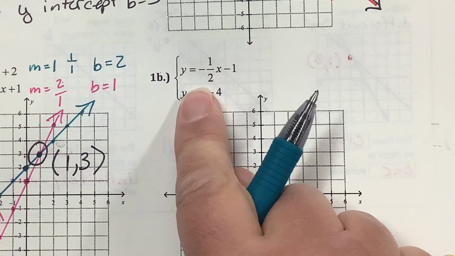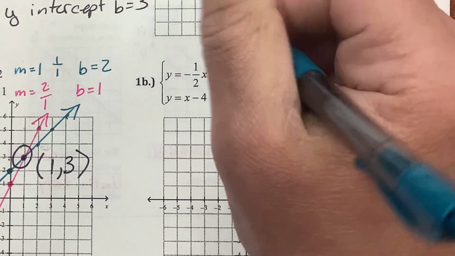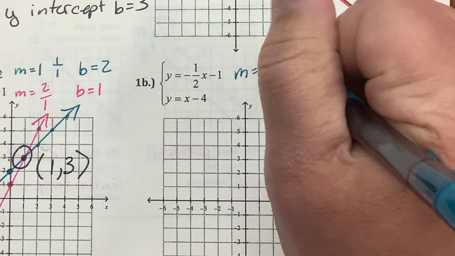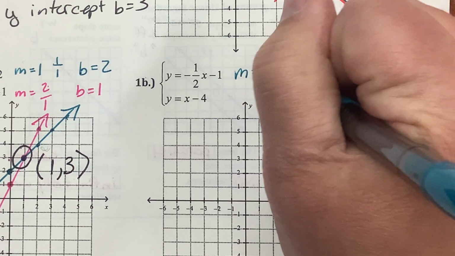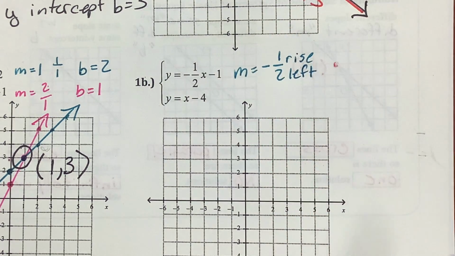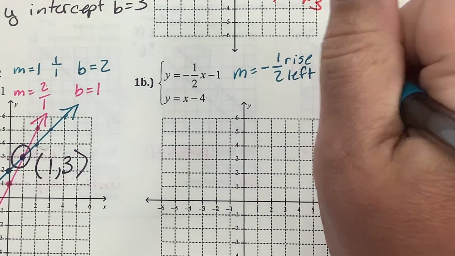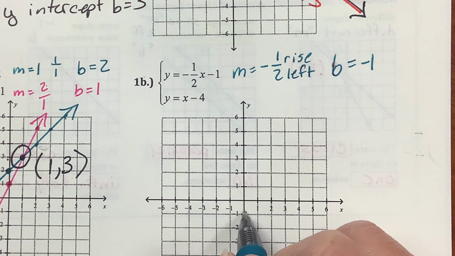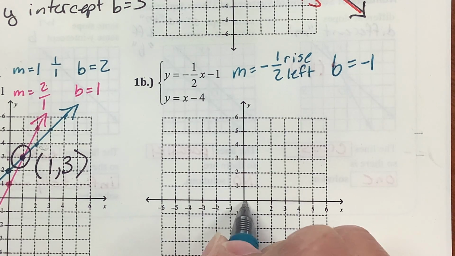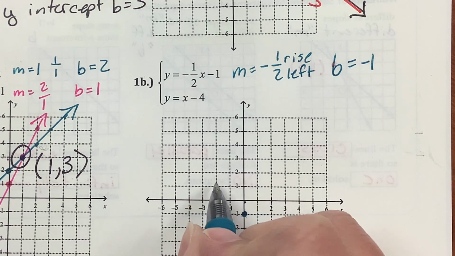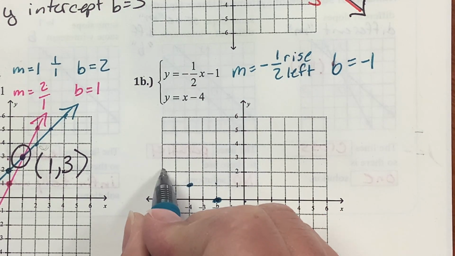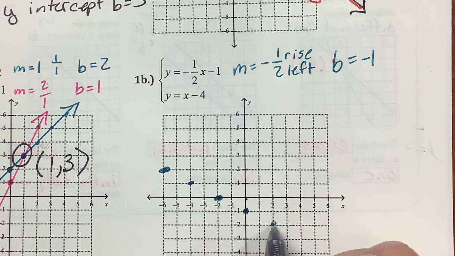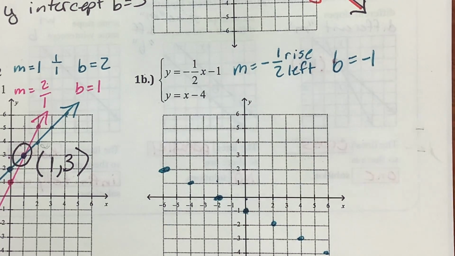Okay. Next one. Ooh, look, that's got a negative slope. M equals negative 1/2. So I am going to rise 1, but I'm going to go left 2. And where do I begin? B equals negative 1. So I begin at negative 1 all the way down here, and I'm going to rise 1, but run left 2. Rise 1, left 2. Whenever it's negative, you go to the left. Or if you want to put more points, you could drop 1 and go right 2 and get some more points going in the opposite direction.